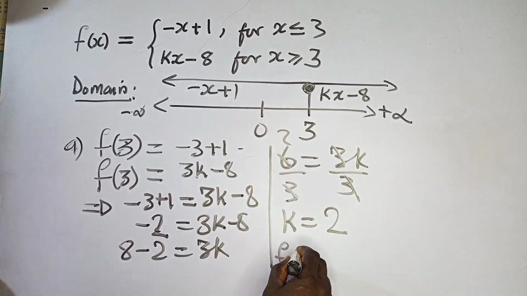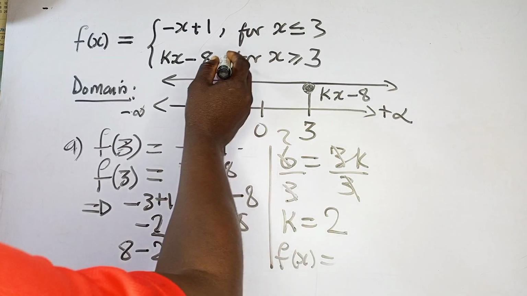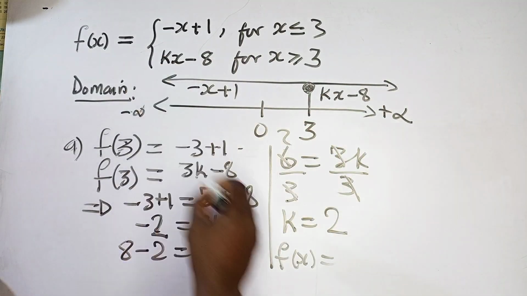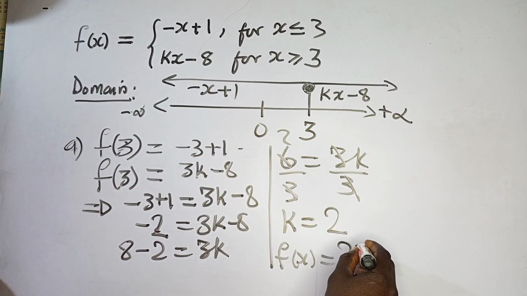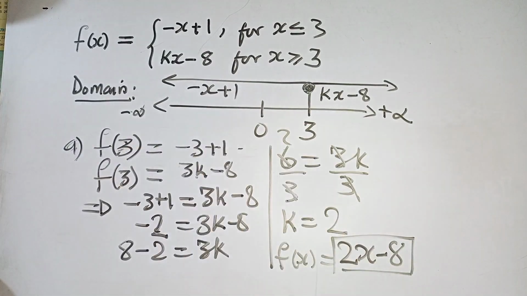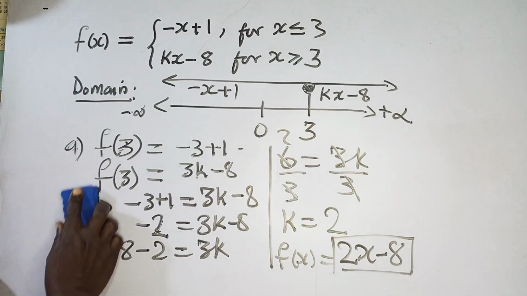Therefore, the function f of x for all values of x greater than or equal to 3, replacing k with its value, will be 2x minus 8. That answers the first part of our question. So we can now answer the second part of our question, which is question B.